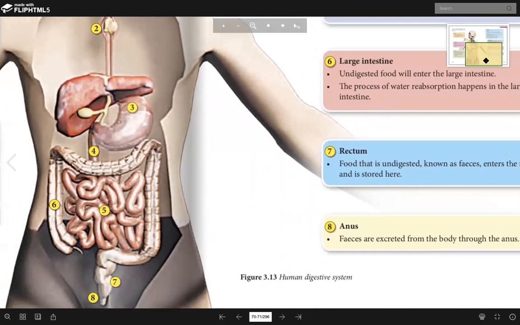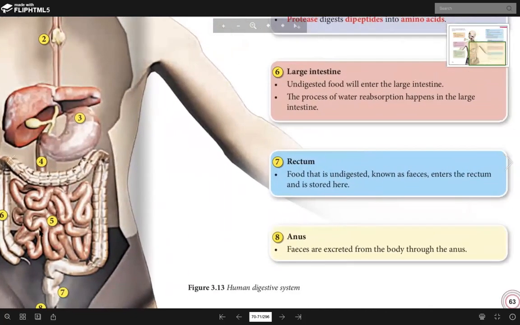Large intestine. Tak habis lagi kan? Lepas small intestine dia akan hantar kepada large intestine. Ni yang besar ni. Okay, apa yang berlaku kat large intestine? Undigested food will enter large intestine. Maksudnya makanan tu akan masuk ke dalam large intestine lah. And the process of water reabsorption happen in large intestine. Okay, cikgu nak emphasize here. Remember, in large intestine, there is no digestion occur. But what will happen in large intestine? Water reabsorption. Dia akan serap air sahaja.